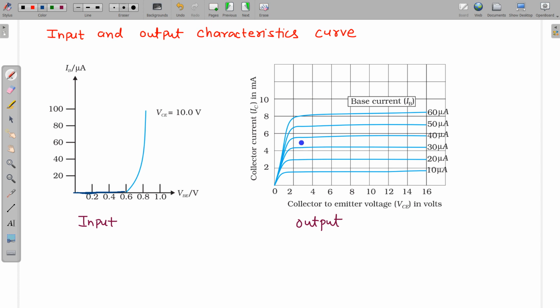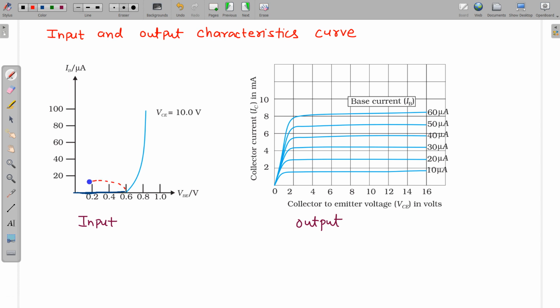Now for the output characteristic, we are taking I as IC, the collector current, and voltage as VCE, and we are plotting the graph for constant IB. So this is constant IB of 10 microampere, then 20 microampere, then 30 microampere, then 40 microampere. As we increase VCE, the collector current first increases and then becomes constant. So in NPN common emitter configuration, from these graphs we can define some regions in which this transistor is operating.